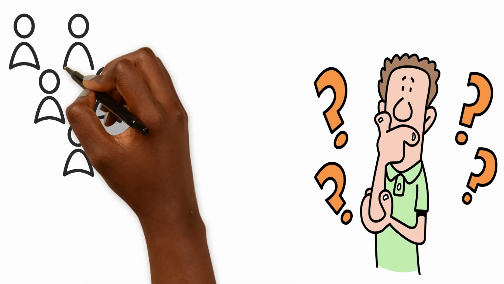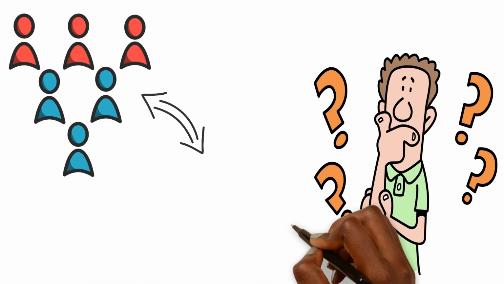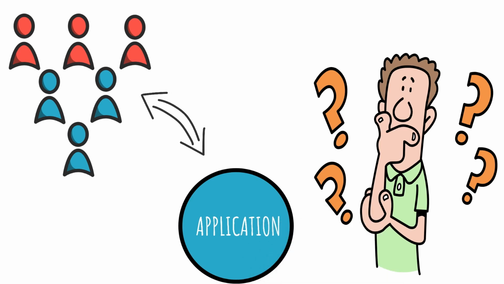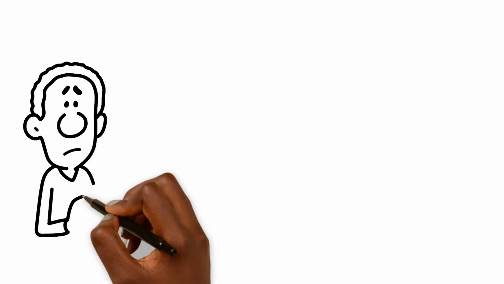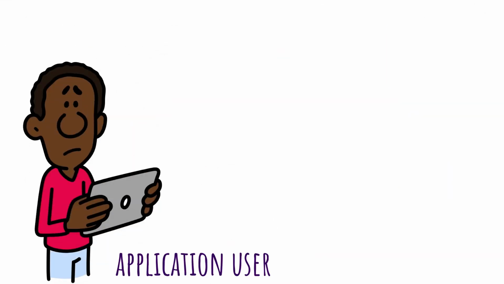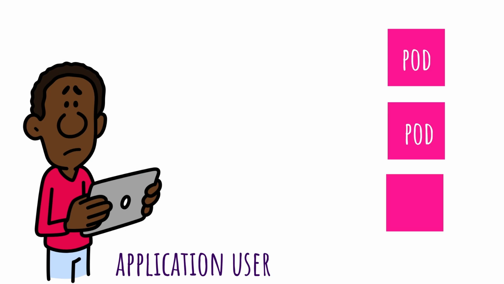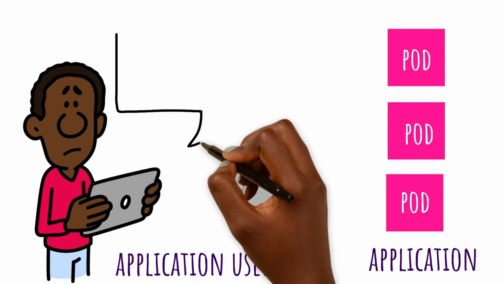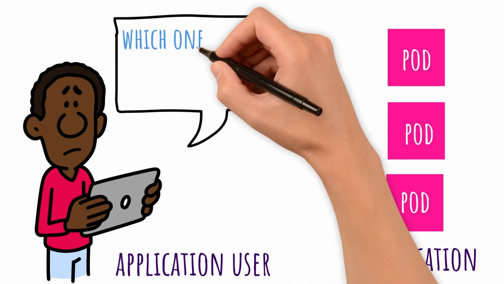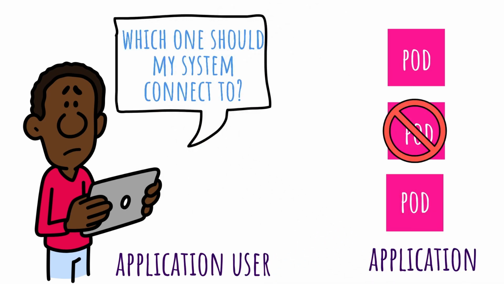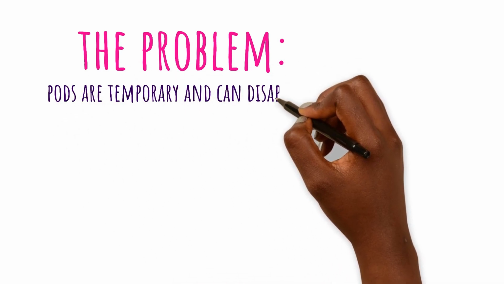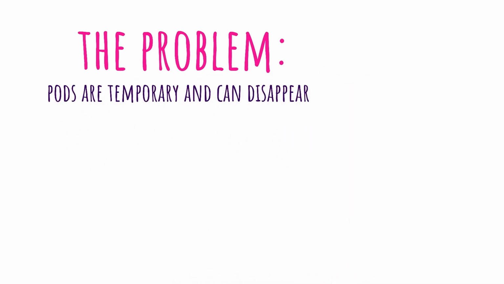But here's the next big challenge. How do our users actually talk to our application? If you have 3 running pods, each with its own randomly assigned IP address, which address do you give the user? And what happens when a pod fails and a new one is created? The new pod gets a brand new IP address, and your user is suddenly met with an error. The problem is that pods are designed to be ephemeral. They are temporary and can disappear at any time.